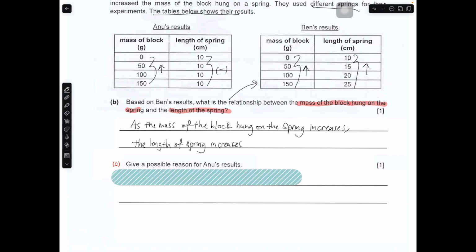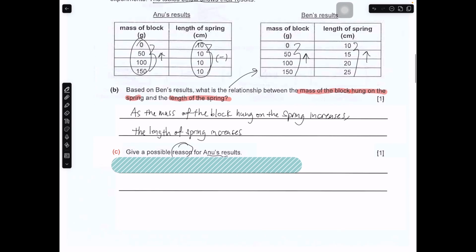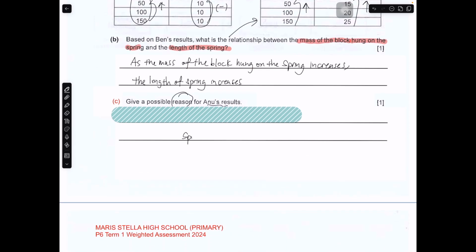So give a possible reason for Anu's result. How come whenever he increased the mass of the block, the length of the spring remained the same? It shows you one thing: the spring did not extend even when more mass is added to the spring. How come the spring did not extend? Only one reason: too stiff.